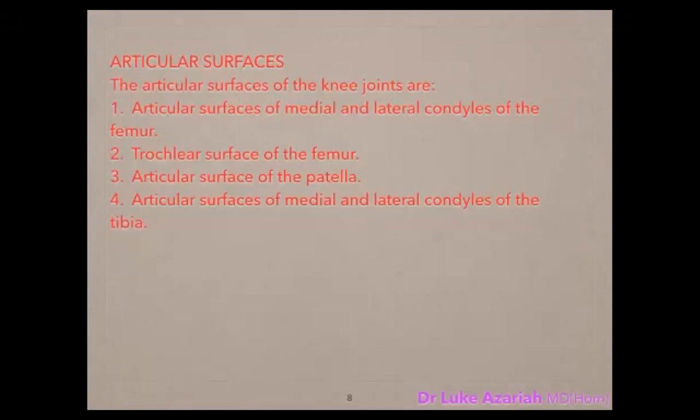So the knee joint has articular surfaces. The bones that participate in the formation of knee joint are femur, patella, and tibia. The articular surfaces of the femur are medial and lateral condyles and trochlear surface of the femur, and articular surface of the patella, and in the tibia it is medial and lateral condyles of the tibia.